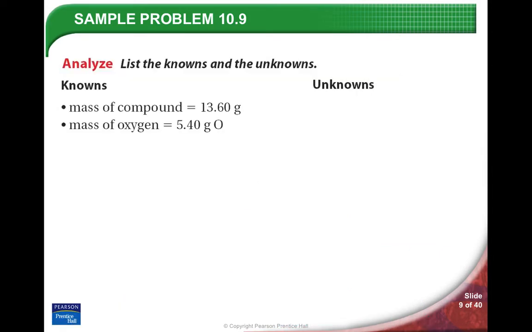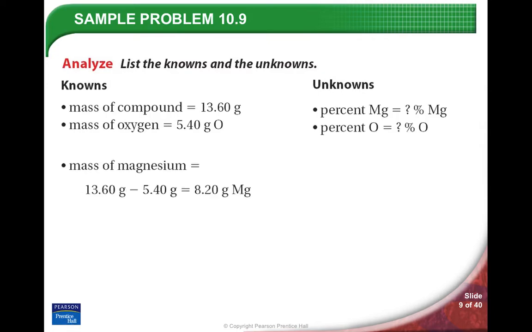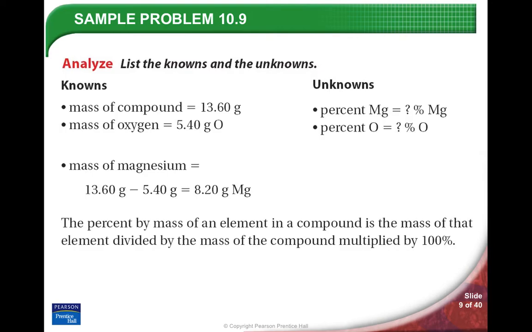When you do problems, it's always good to write down what you know, what's given to you, and what you don't know, what you're asked to find. We know the total of the compound. We know the amount of oxygen. We don't know how much magnesium, and we don't know either element's percent. So to find the mass of magnesium, you probably already figured it out. It's 8.20 grams. And we simply get that by subtracting the oxygen from the total.